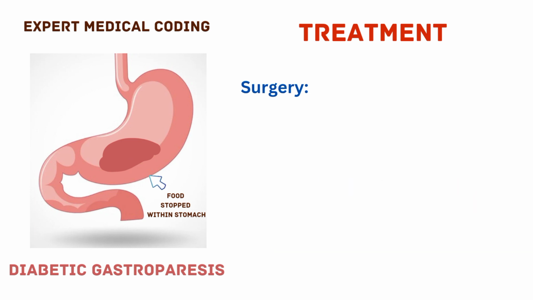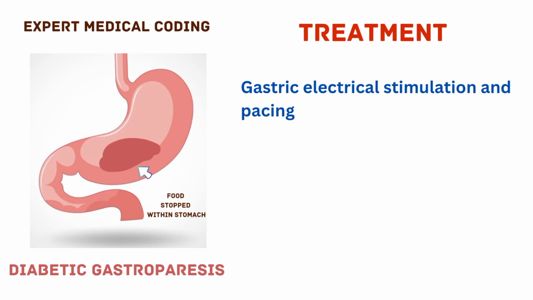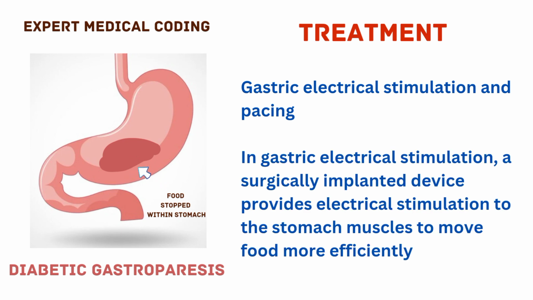The next surgical option is gastric bypass. Some people may need to bypass the lower portion of their stomach completely if it is no longer functional. The next treatment is gastric electrical stimulation and pacing. In gastric electrical stimulation, a surgically implanted device provides electrical stimulation to the stomach muscles to move food more efficiently.